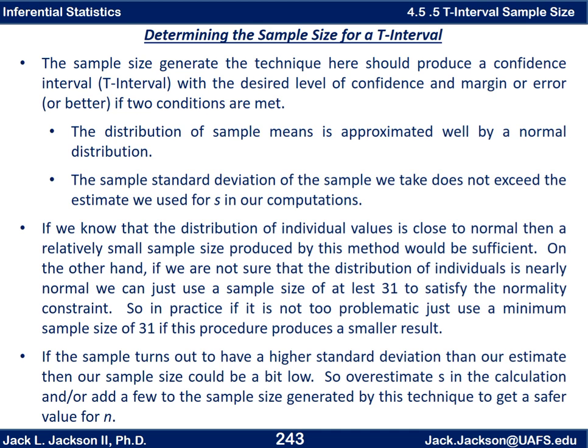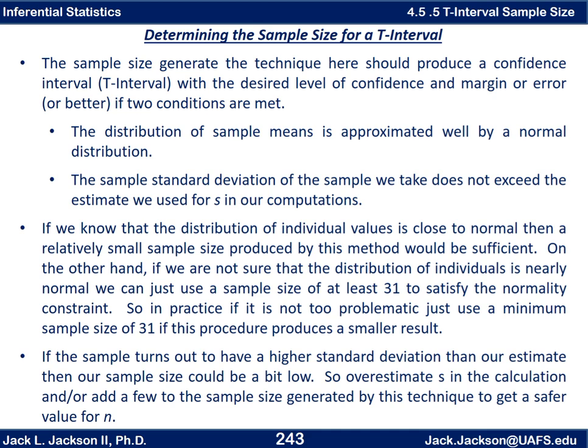However, if you're not sure ahead of time that the distribution of individuals is nearly normal, then remember you need your sample size to be at least 31, bigger than 30, to satisfy the normality constraint. So in practice, if it's not too problematic to get a sample size in the 30s, then at least use a sample size of 31, and if this method produces a larger number, then go with the larger one. But if it produces something smaller than 31, go with at least 31 or bigger.